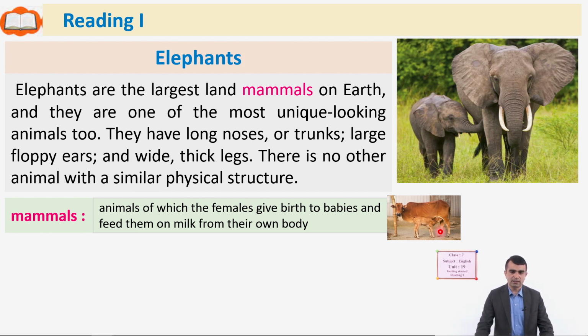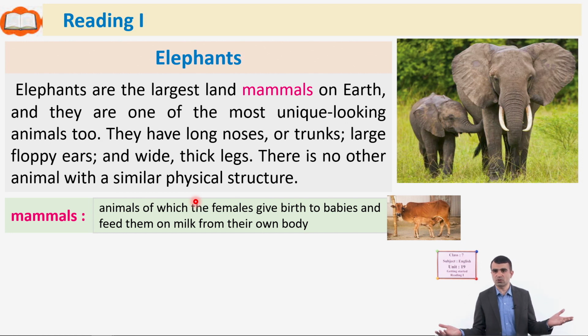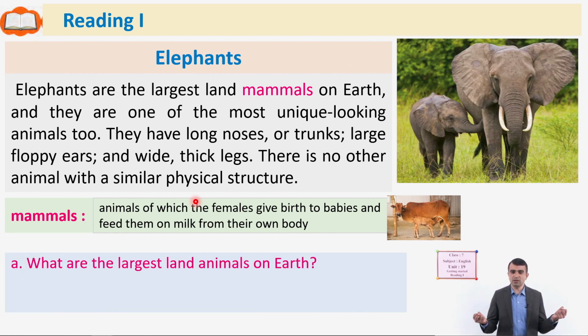Next, continue from here. Elephants are the largest land mammals on earth and they are one of the most unique looking animals too. They have long noses, trunks, large floppy ears and wide thick legs. There is no other animal with a similar physical structure. Now, what is the largest land animal on earth? Elephants. Now you have learnt it from here.